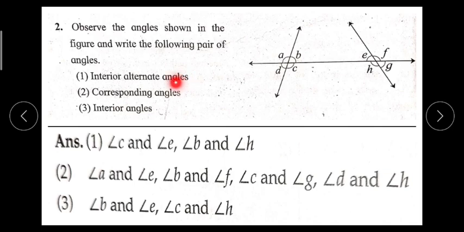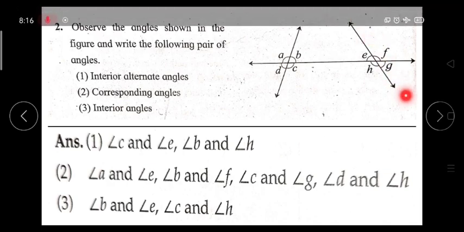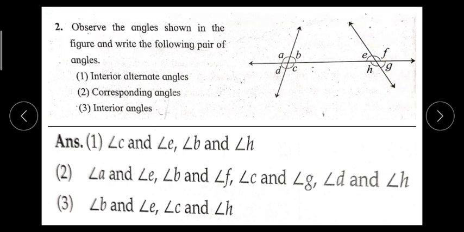Students, interior alternate angles in this figure. See here, these two lines are there, and this is the transversal. Transversal means the line which intersects two lines at two distinct points.